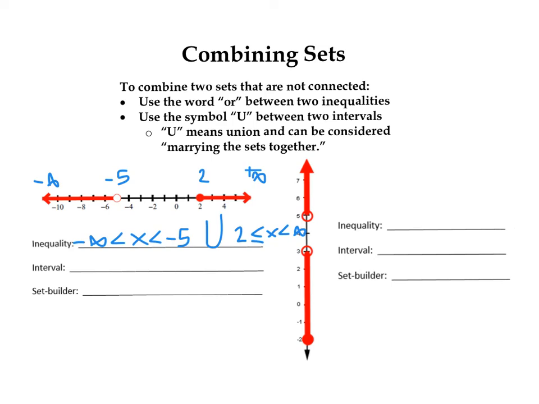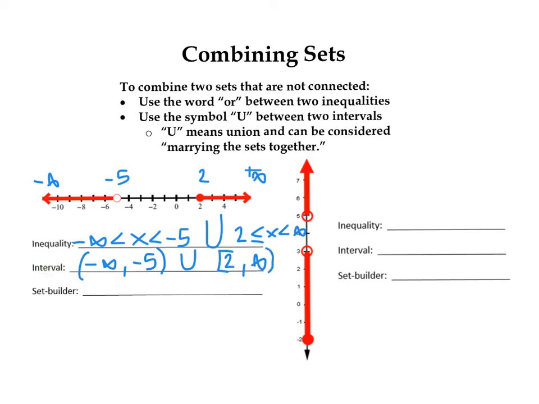Interval is the same thing. It's still least to greatest. So we can still say negative infinity to negative 5. It's open because it doesn't include both directions. We put the letter U in the middle, and then we say from 2 to infinity. It includes the 2, but it does not include the infinity.